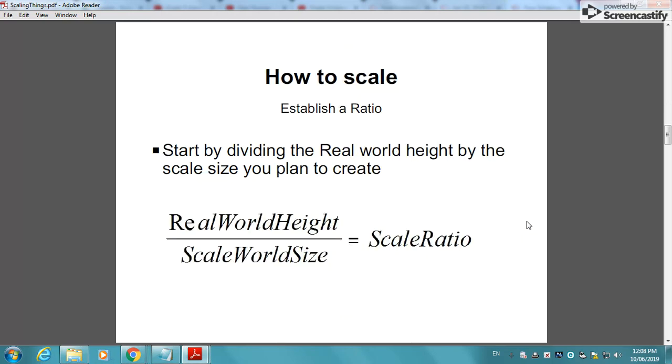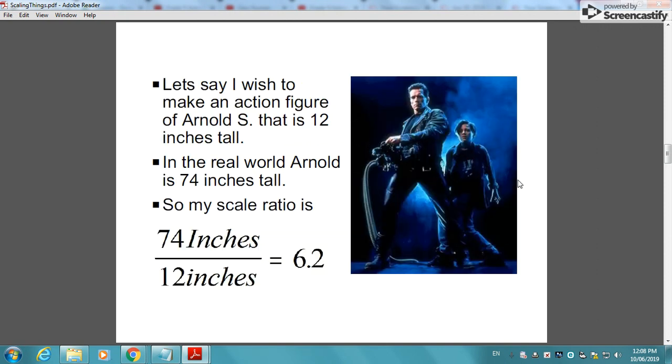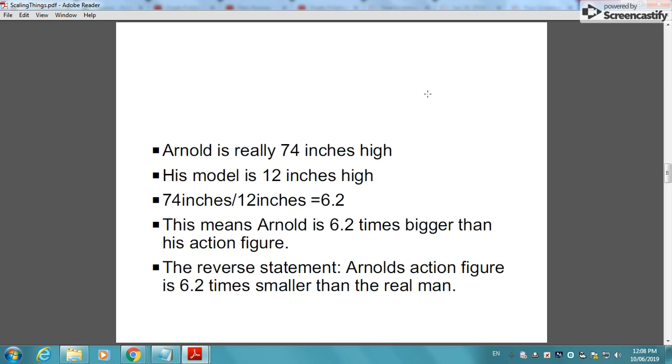If we want to make a scale model of a real object, what we have to do is compare the real world size to the scale world size, and we will get what's called a scale ratio. Here's an example. In real life, Arnold Schwarzenegger is 74 inches tall. If we wish to make a 12-inch tall model, we divide the two and we get a ratio of 6.2. Arnold is 6.2 times bigger than his action figure. The reverse statement, Arnold's action figure is 6.2 times smaller than the real man.